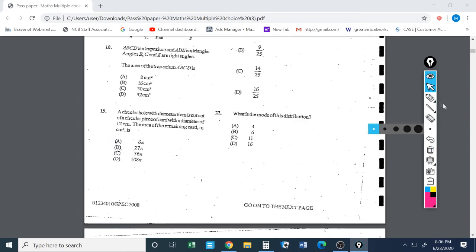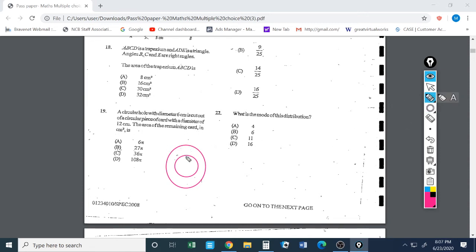All right, so number 19 here says a circular hole with diameter 6 centimeters is cut out of a circular piece of card with a diameter of 12 centimeters. So let's draw that and see what they're saying. A circular hole with diameter 6 centimeters, so let's put that here. And they said it's cut out of a circular piece of card with a diameter of 12 centimeters. So there's a bigger circle here, that's 12 centimeters. Cool. And it says the area of the remaining card in centimeters squared is.